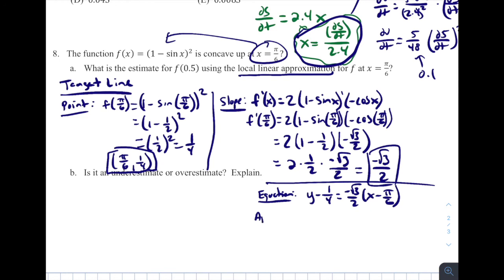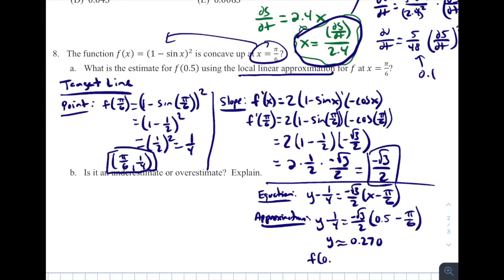So my approximation is going to be y minus 1/4 is equal to negative root 3 over 2 times 0.5 minus pi over 6. If we do that, we're going to end up that y is about 0.270 if we use our calculator, and therefore f of 0.5 is about 0.270, rounding to 3 digits after the decimal place. So that is part A.